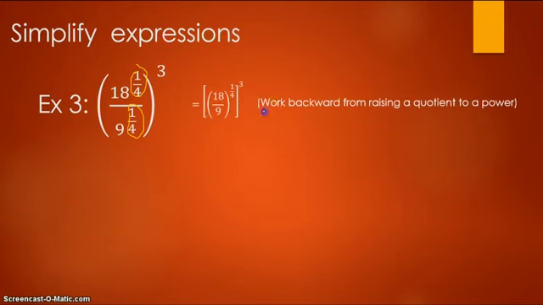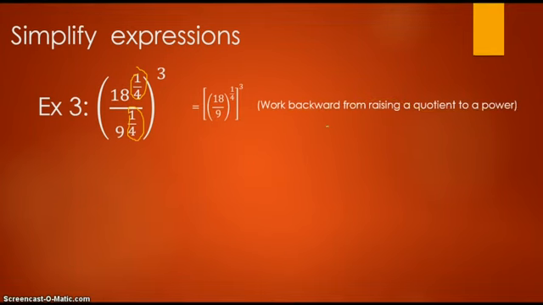So anything that looks like that. Sorry, I had to get rid of that. That was awful. But anyway, we work backwards from raising a quotient to a power. We can then simplify 18 over 9, which ends up being 2, to the 1/4, all still to the third power. So now we have to take this 2 and raise it to this power and then raise that to this power. It's a two-step process.